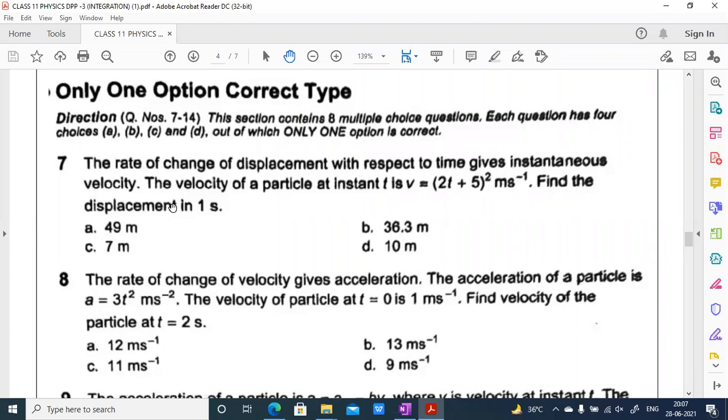Yes, anyone got the answer for question number 7? What is the value of displacement? Yes, anyone got the answer? Sir, is it 36.3 meter? 36.3. Okay, 2t plus 5 is velocity, 2t plus 5 square.